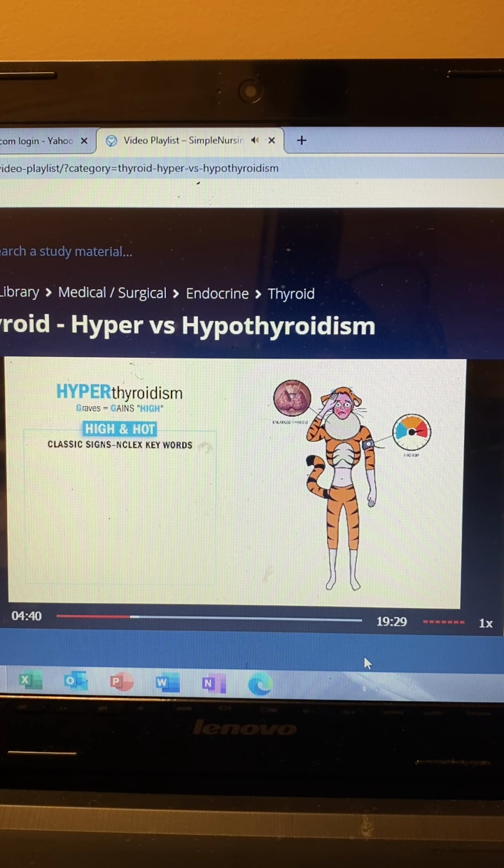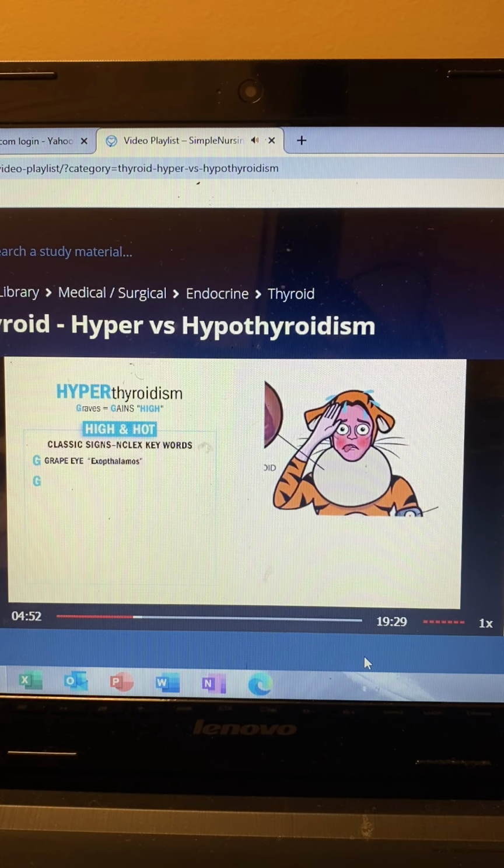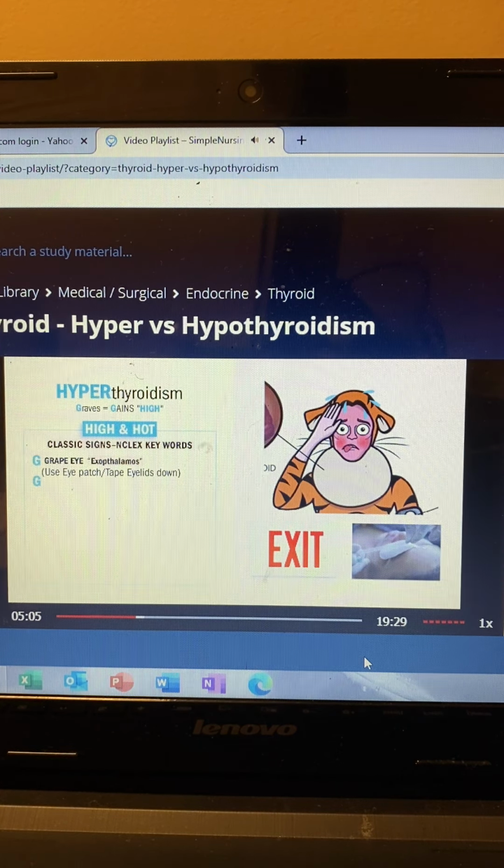Now, classic signs that will show up on select all that apply questions, guys, we use our two G's for Graves' disease. So the first G is for grape eyes. Now the NCLEX term is exophthalmos. These are big eyeballs that are popping out like big grapes. So think exo in exophthalmos as eyes exiting the body. So typically we use an eye patch or even tape down the eyelid for sleeping, guys. That's always on the NCLEX.